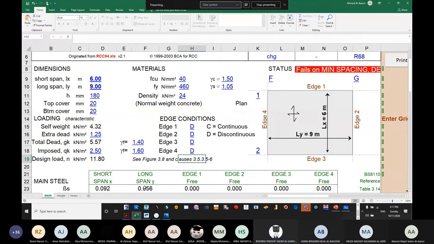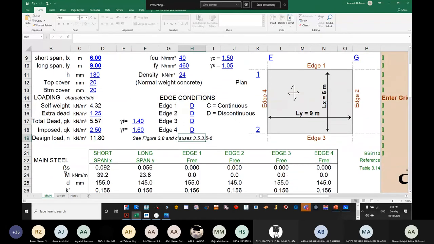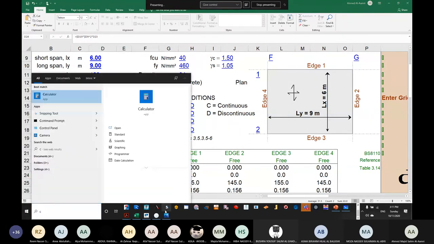Okay. Now, if you see here, this is case number 9, and you can see here beta. After beta, you can calculate your moment. It is direct. Okay. If you want to calculate our moment, you can see.